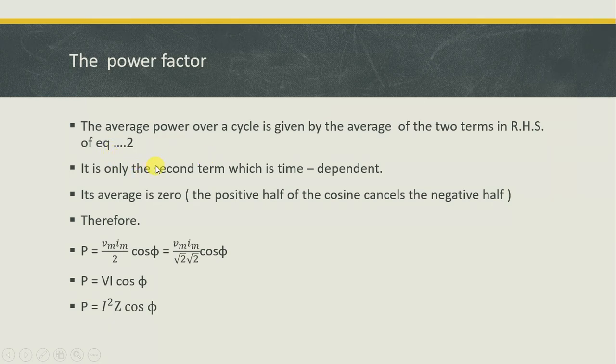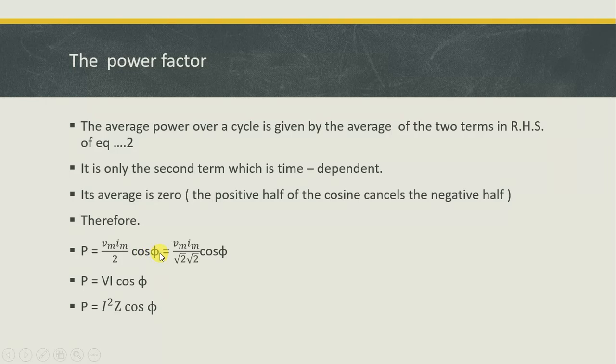It is only the second term which is time dependent. Its average is 0. The positive half of the cosine cancels the negative half. Therefore we get that the value P is equal to Vm Im divided by 2 cos phi.